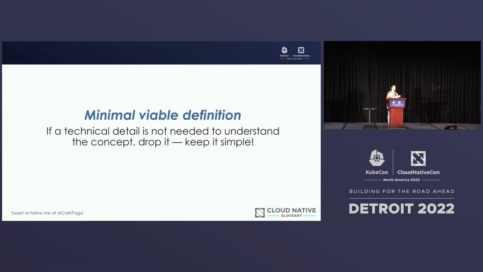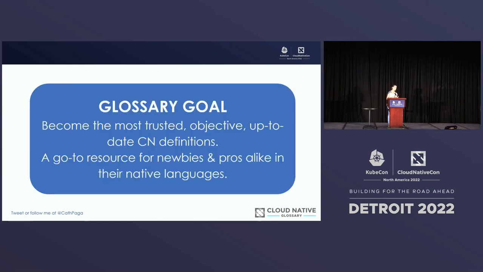So let's talk a little bit about our approach. We try to focus on the minimal viable definition, at least from a technical point of view. We don't want to save on examples or words, the things that make a definition easier to understand. But if a technical detail is not needed, we'll skip it. We don't want to overcomplicate things. We want to provide a high-level overview to give the reader a foundation so they can read on and dig deeper if they need to.